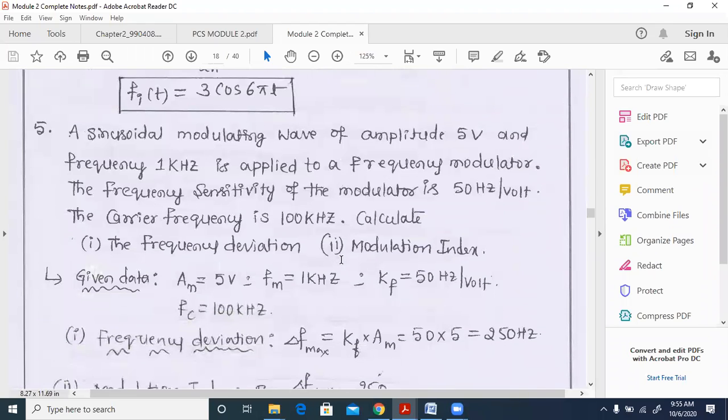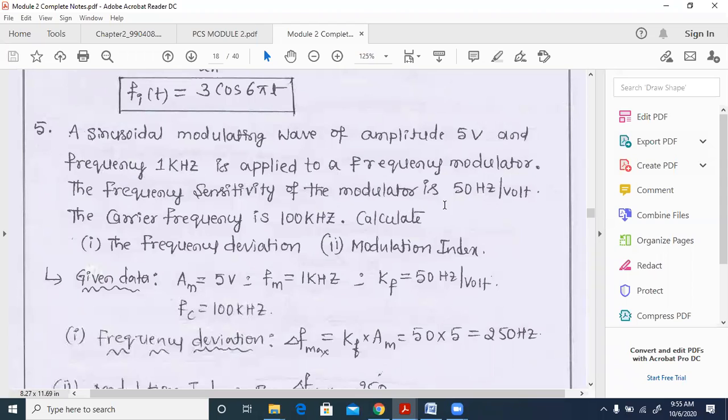Fifth problem: a sinusoidal modulating wave of amplitude. So this is the modulating wave. Please remember that there's a difference between carrier wave and modulating wave. Amplitude is 5 volts, that is AM is 5 volts, and frequency, that is FM, is 1 kilohertz, is applied to a frequency modulator.